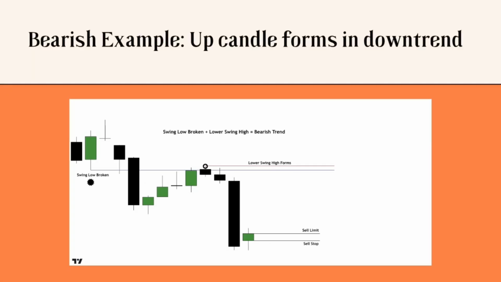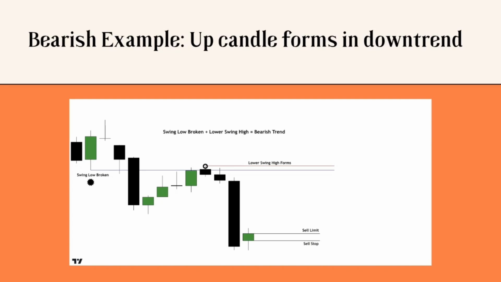Here we're looking at a bearish example of the DXY. We can see a swing low is broken, which sets the bearish stage. After that, we get a lower swing high that forms, which equals our bearish trend. And then we get an up close candle. You can see here, I marked off the open and the close. We have a sell limit at the close, and we have a sell stop at the open. So we're either going to be selling on strength, so price going up and hitting that limit, or we're going to be selling on weakness, price coming down and hitting that stop.